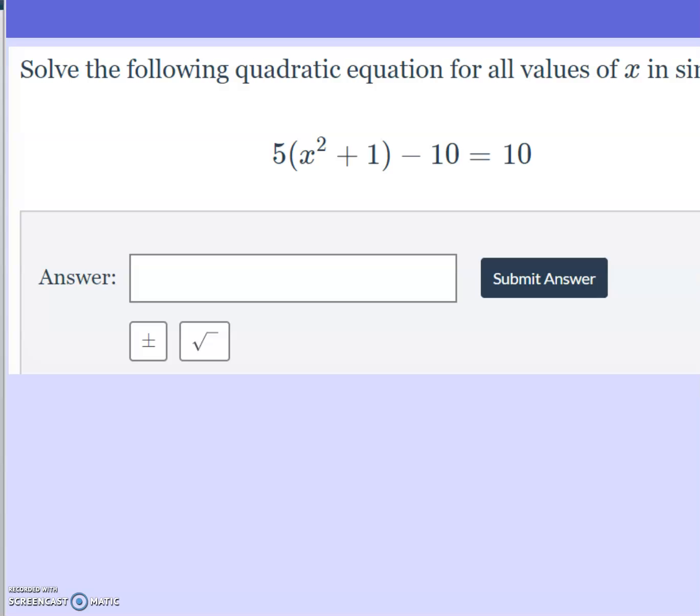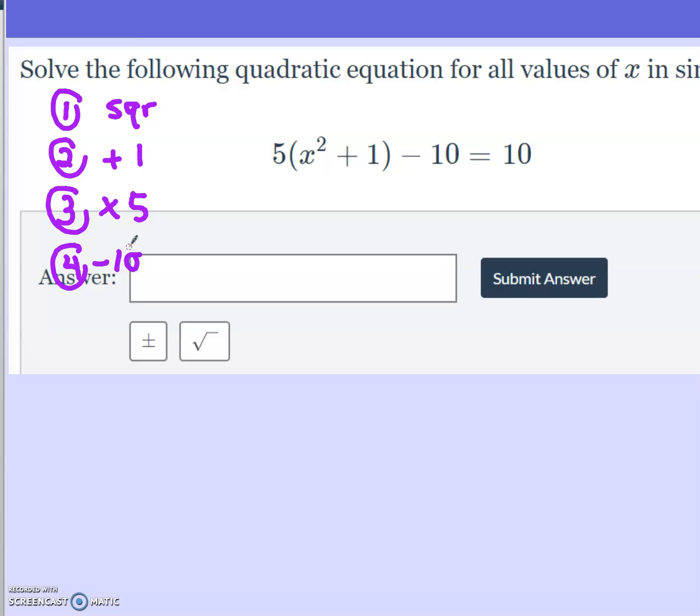With this one, if it helps you, I'm going to write out the steps here. What happened with x on this one is first it was squared, then you added 1, then you multiplied by 5, and then you subtracted 10. Let's undo all those steps in reverse order. Subtracting 10 will be undone by adding 10. We'll end up with 5(x squared plus 1) equals 20.